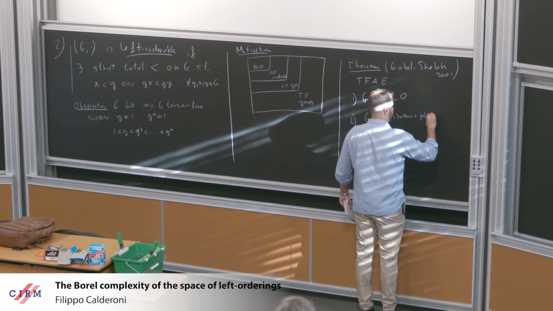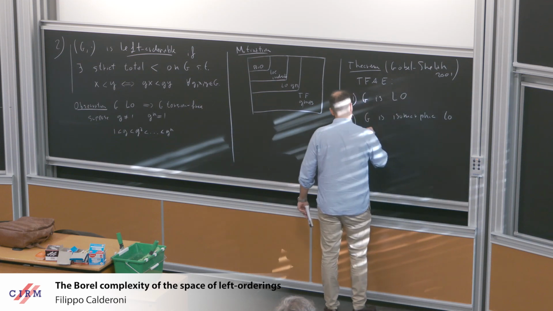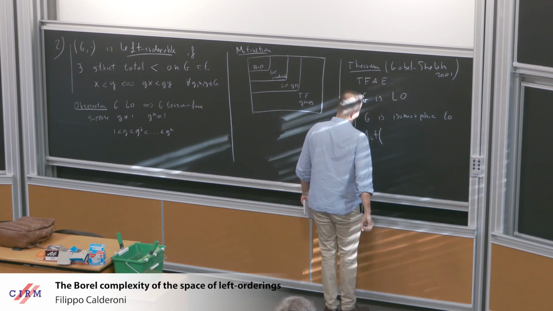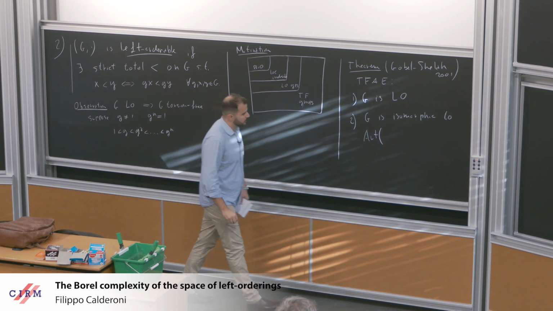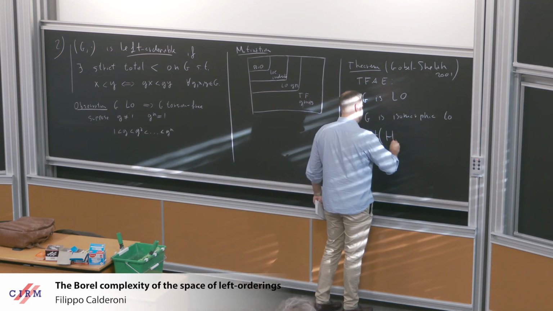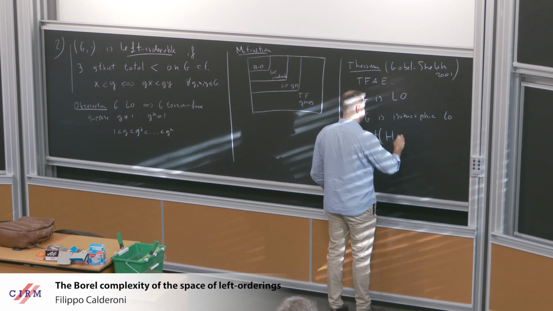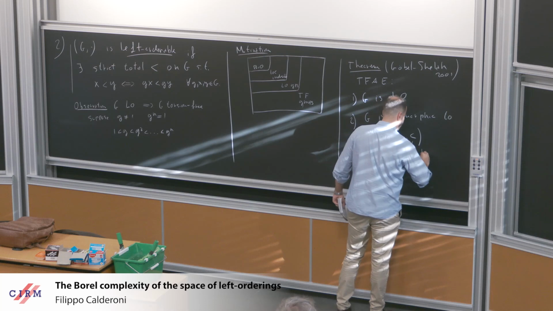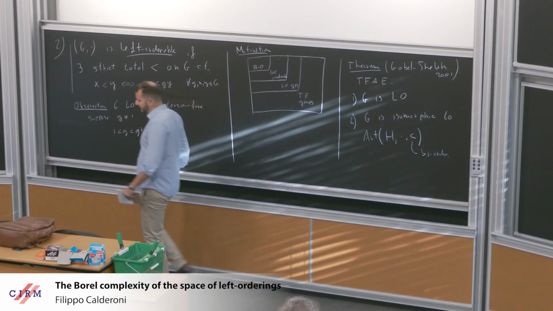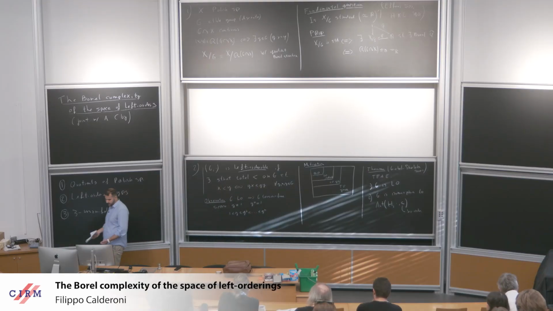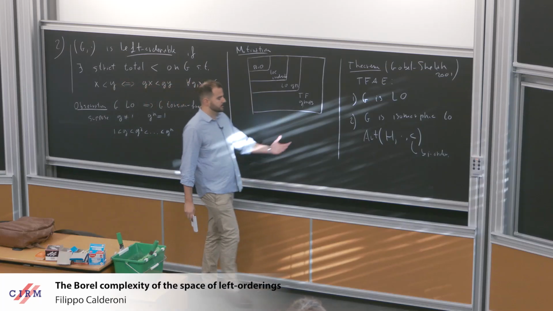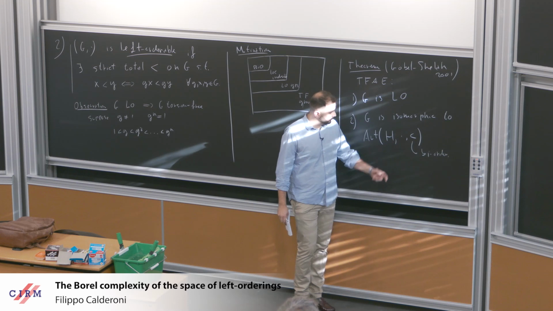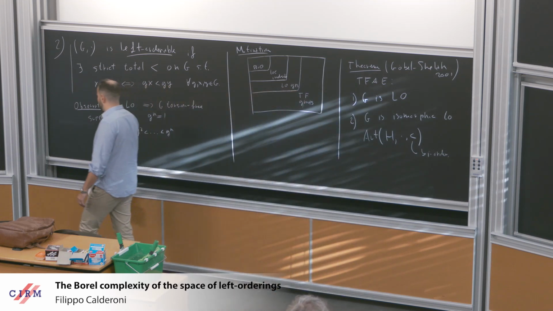isomorphic to the automorphism group of some group equipped with a bi-order. So if you like, left-orderable groups are a class of natural automorphism groups, arising as automorphism groups of order structures.